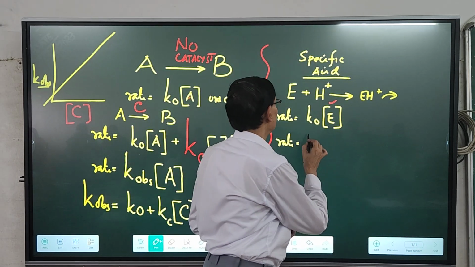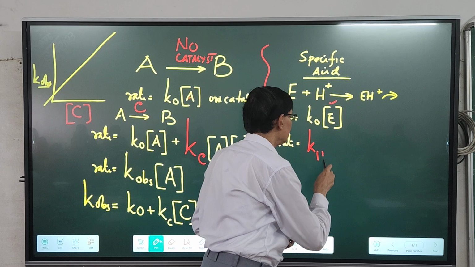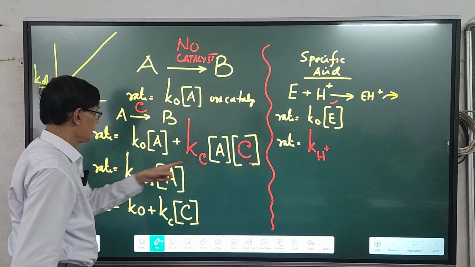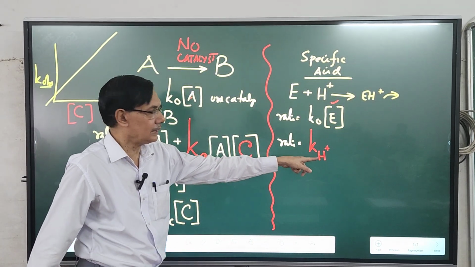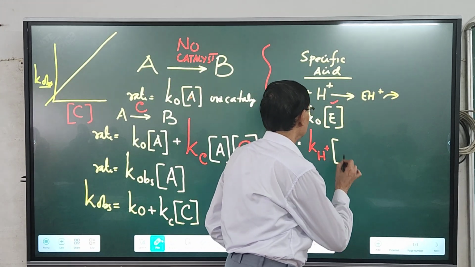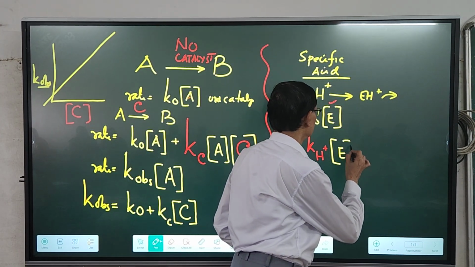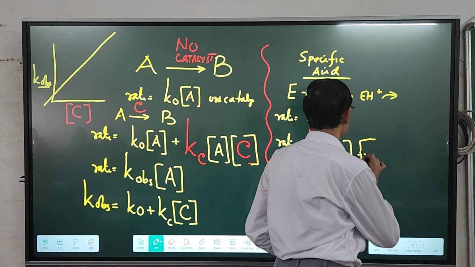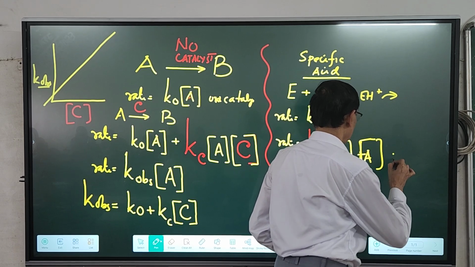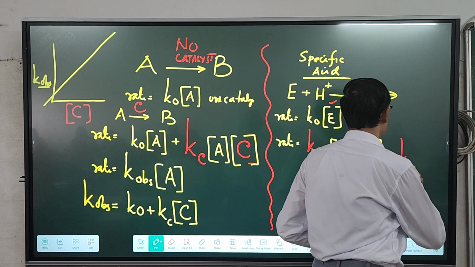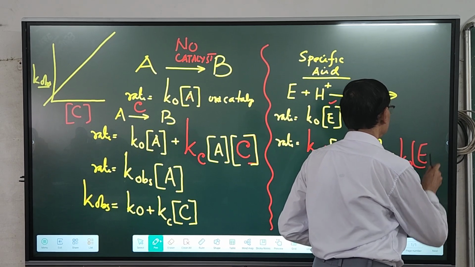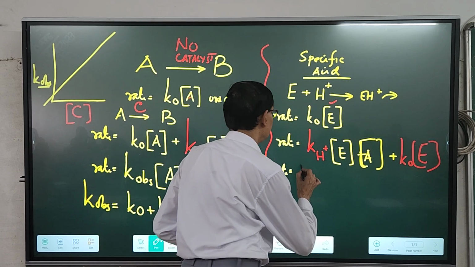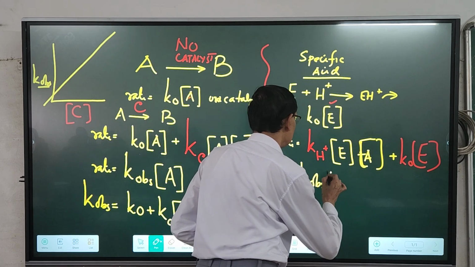So again K. Now I am writing hydrogen plus, where Kc, but now we know the catalyst. It depends upon the E. I first write, suppose, K0 E. So total rate K observed.